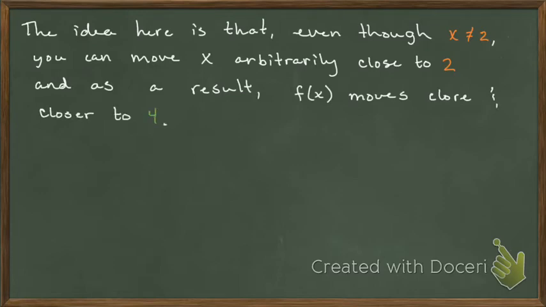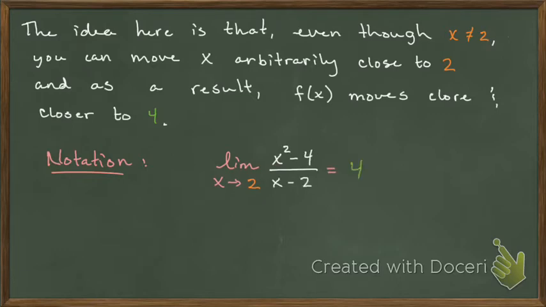Right? This is what that idea of a limit really is. And we use some notation to write that down, right? We don't want to have to write, you know, full-on sentences every time. We want kind of a shorthand way to do this. The notation goes like this. We say that the limit, lim, as x approaches 2, of my function there is 4.